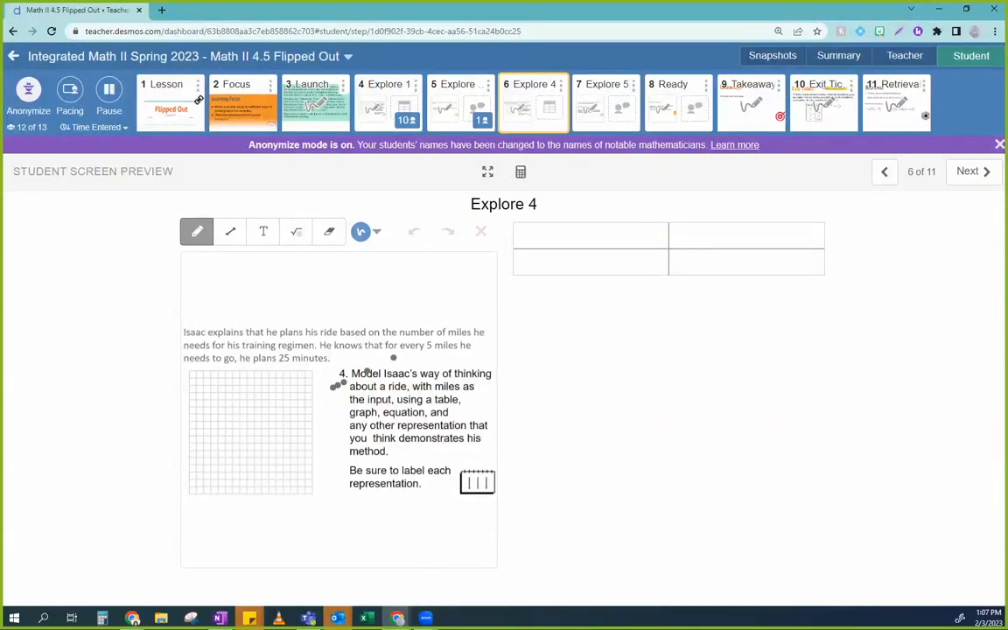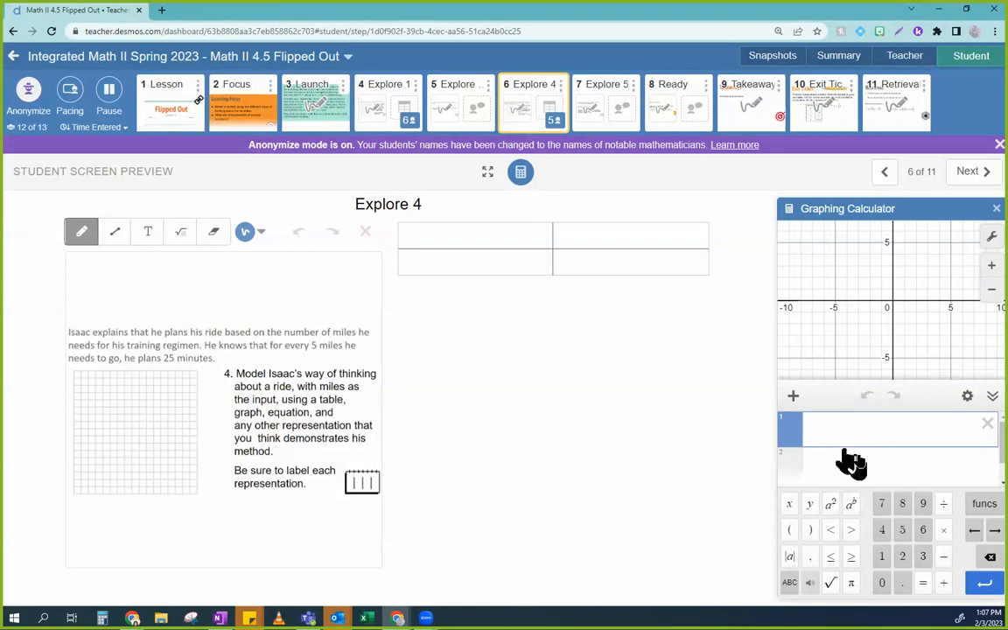In problem 4, they want you to do the same thing, except now we're doing Isaac. Now Isaac thinks about it differently. He doesn't talk about how many minutes he has to work out. He says, I need to do this many miles, how long is it going to take me? So I'm going to have you fill out the table. Do your best to fill out that table and get the chart onto our graph. Then we'll answer a couple more questions, and that'll kind of be it. Let me pause our video.